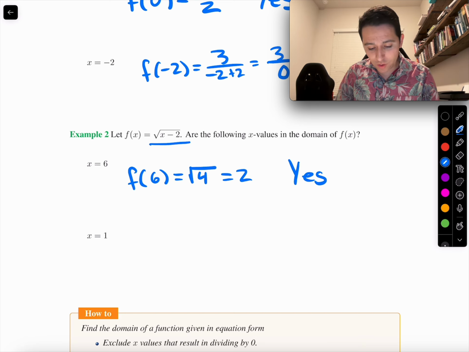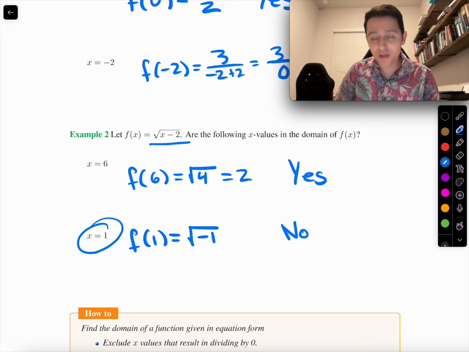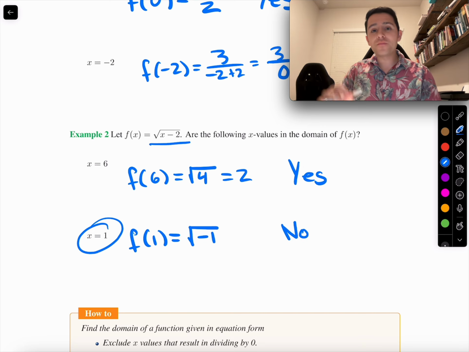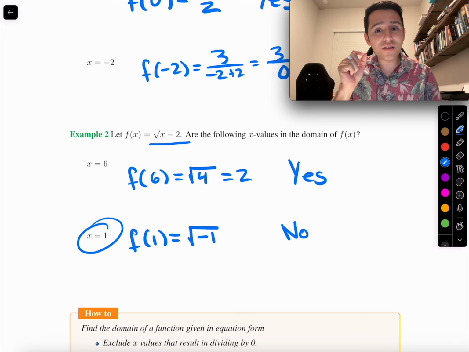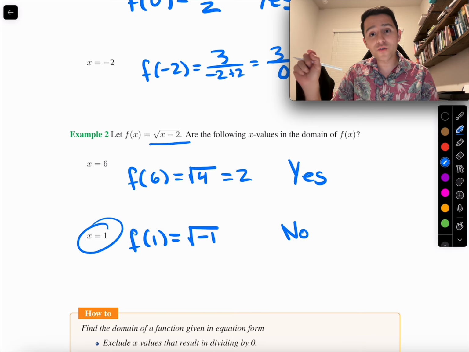Now let's try 1. Let's plug it in and see what we get. If you plug it in, you're going to get -1. This is not a real number. So the answer is no. The number 1 is not part of the domain of f. This will happen anytime you have a negative number inside of an even root. The number that you plugged in will not be part of your domain.